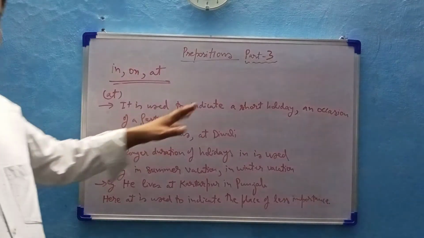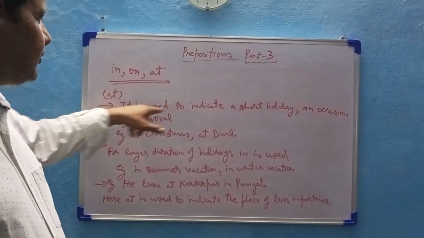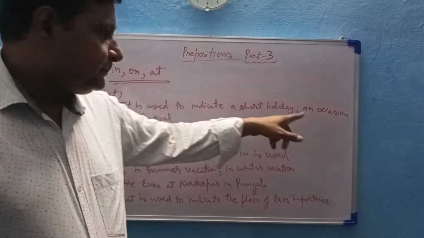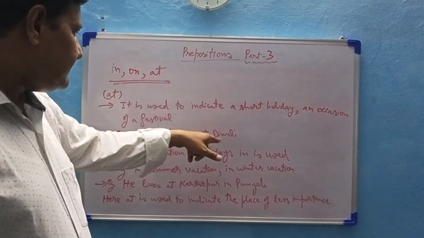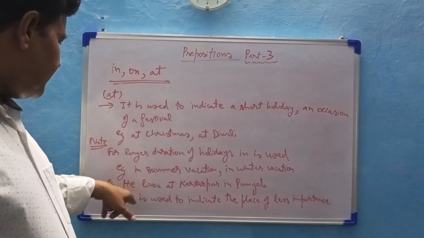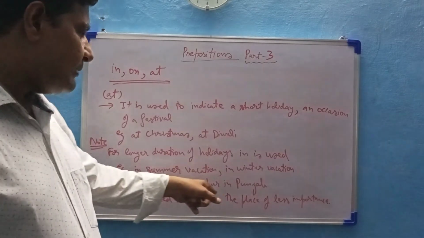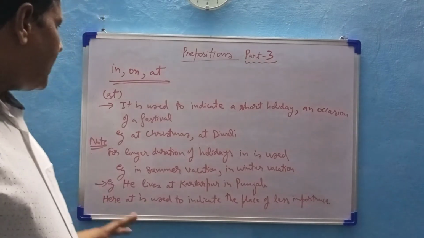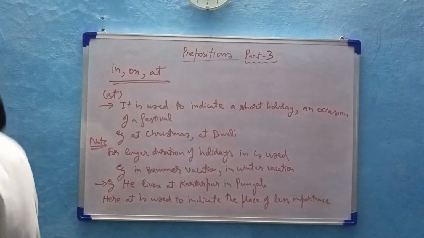Let us have a quick revision of what we understood. It is at. It is used to indicate a short holiday, an occasion of a festival. For example, at Christmas, at Diwali. And it is used to indicate the place of less importance. He lives at Kartarpur in Punjab. Now, let us understand some more uses of at.